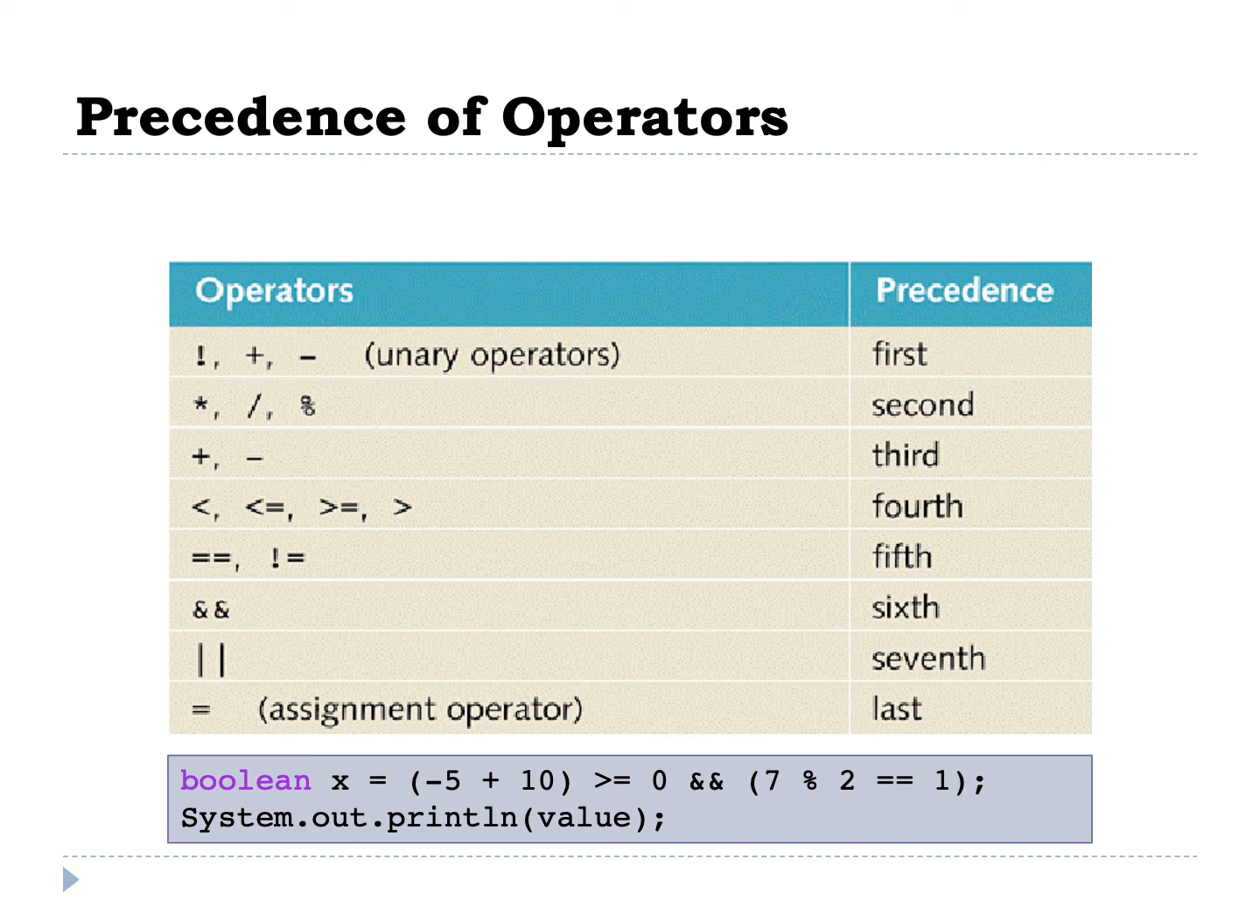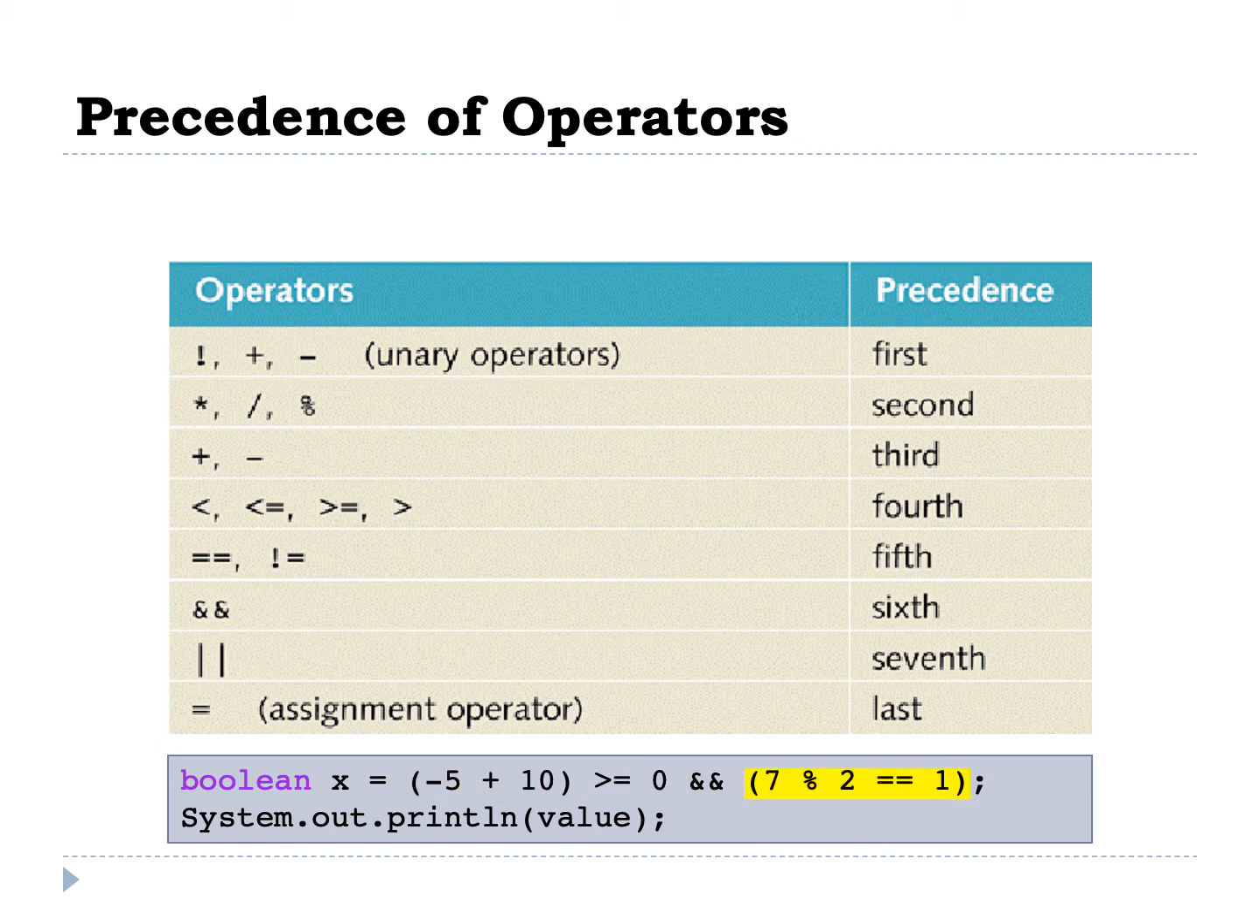Say that we have Boolean x equal to -5 plus 10 larger than or equal to 0 and 7 modulus 2 equal to 1. Which will be evaluated first? We have parentheses, so we will do the one on the left. So we start off with minus 5 plus 10 first. Then we compare the value, is it larger or equal to 0, which gives it the value of true.